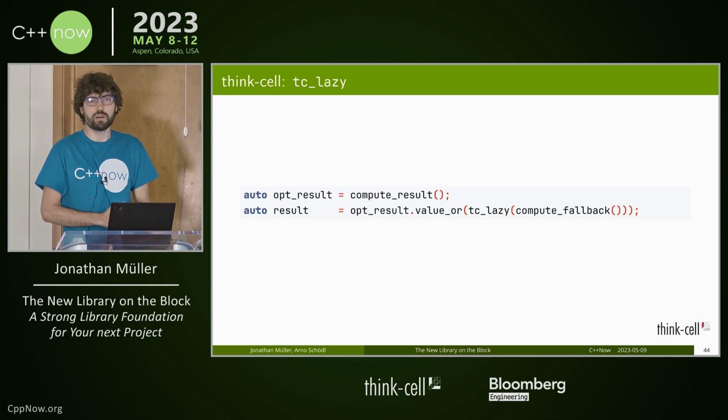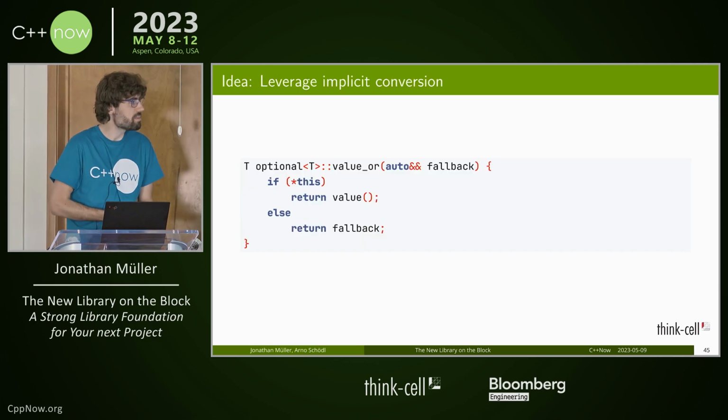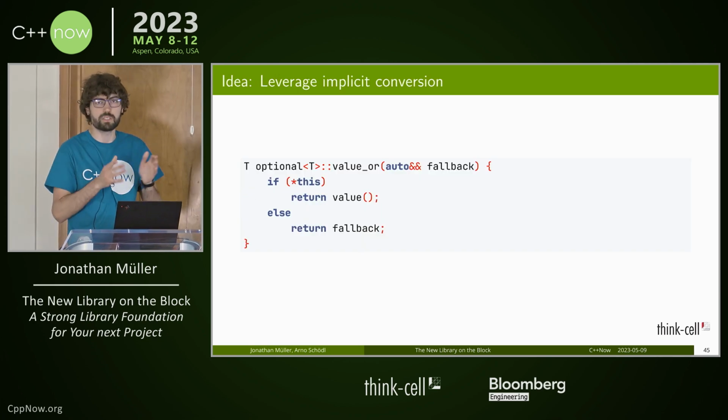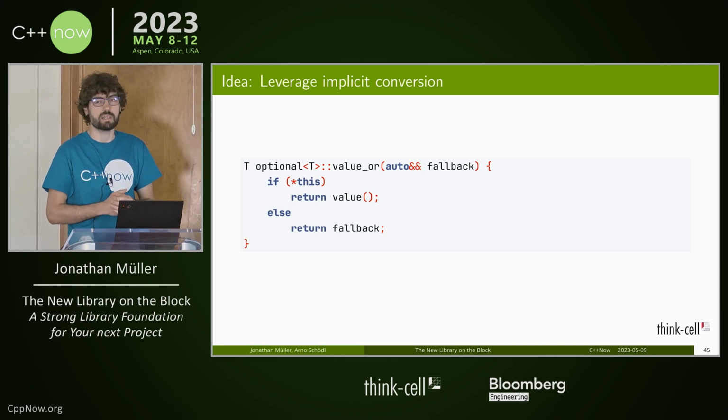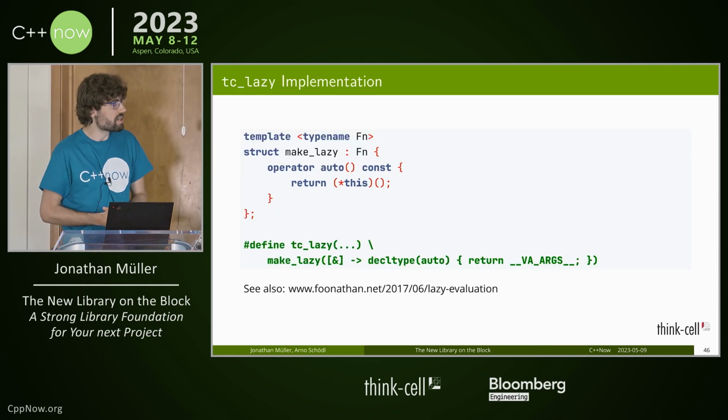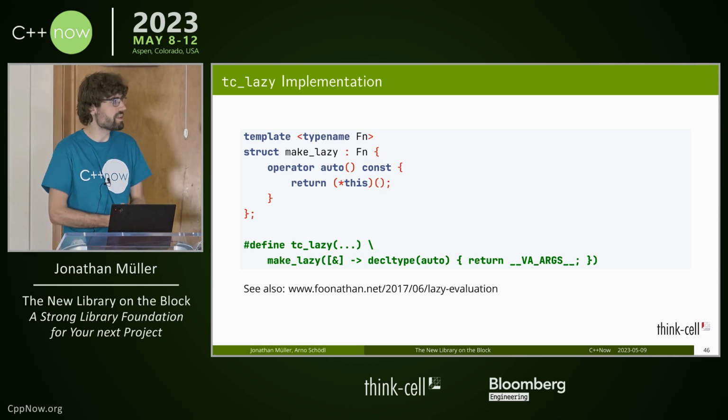And in the case of value or, this is possible because the implementation takes anything. Right? It takes some generic thing. And then when it's needed, it will convert that to T. So we can leverage the existence of the implicit conversion that it does here. So we can write a tag object, make lazy, that stores our lambda.